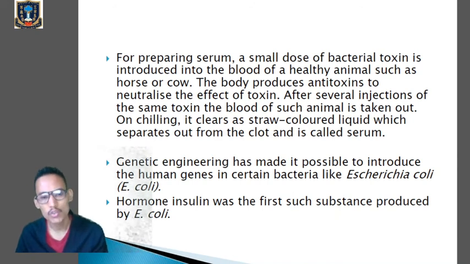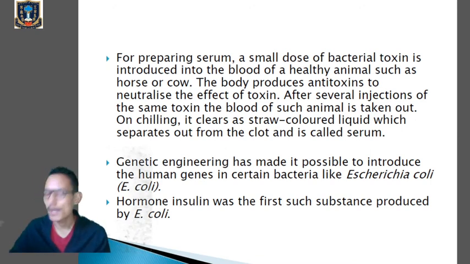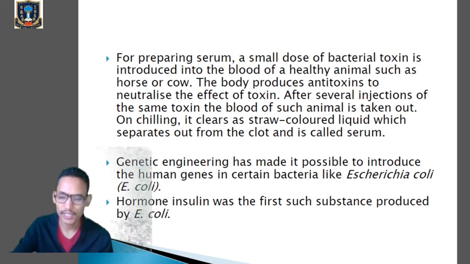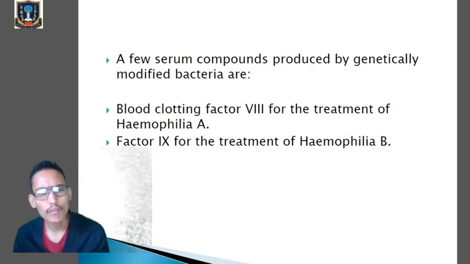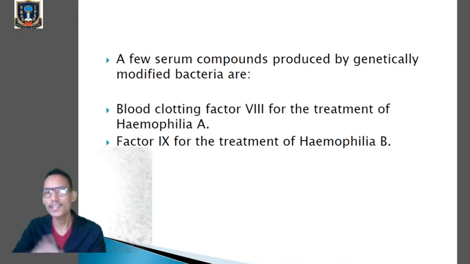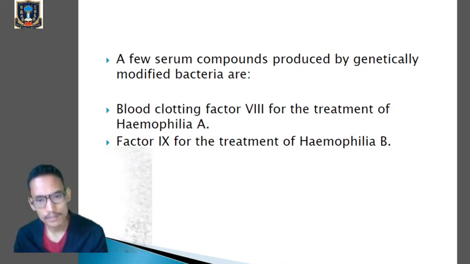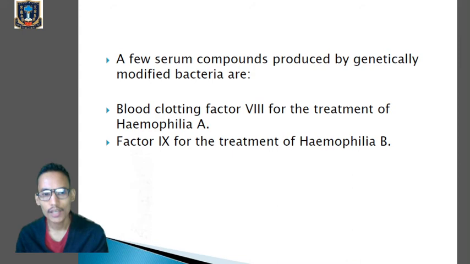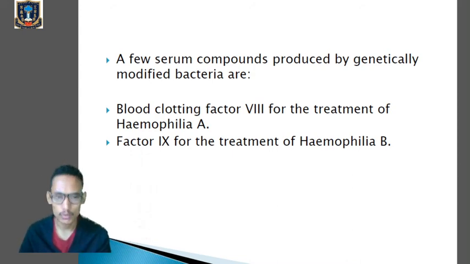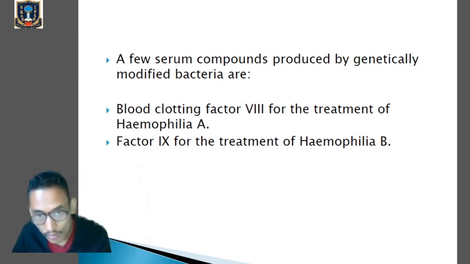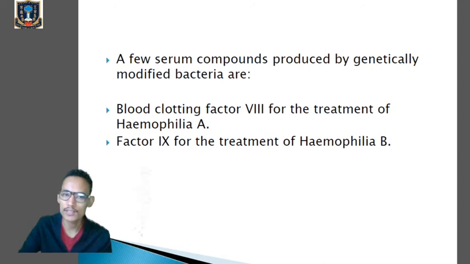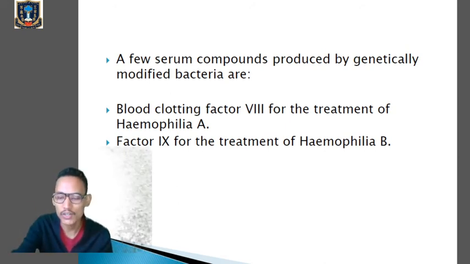So the hormone insulin was produced by the process of genetic engineering using the bacterium called Escherichia coli or E. coli. Now, a few serum compounds produced by genetic engineering in modified bacteria are blood clotting factor 8 for the treatment of hemophilia A and factor 9 for the treatment of hemophilia B. So these blood clotting factors 8 and 9 are produced by genetically modifying the bacteria. And simply, which bacteria are we using? E. coli or Escherichia coli.